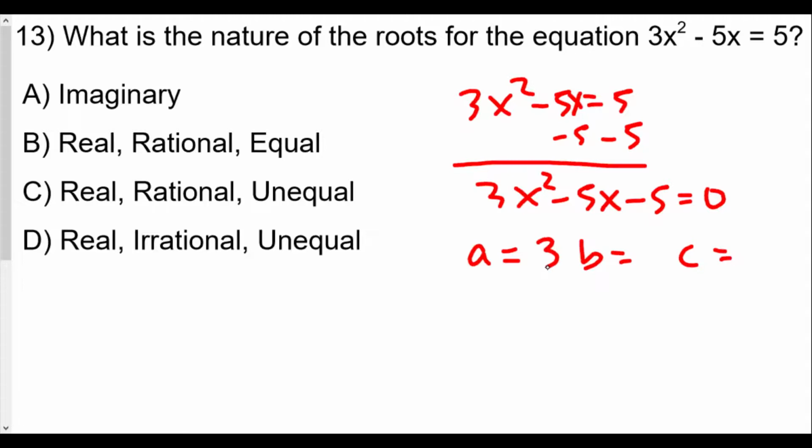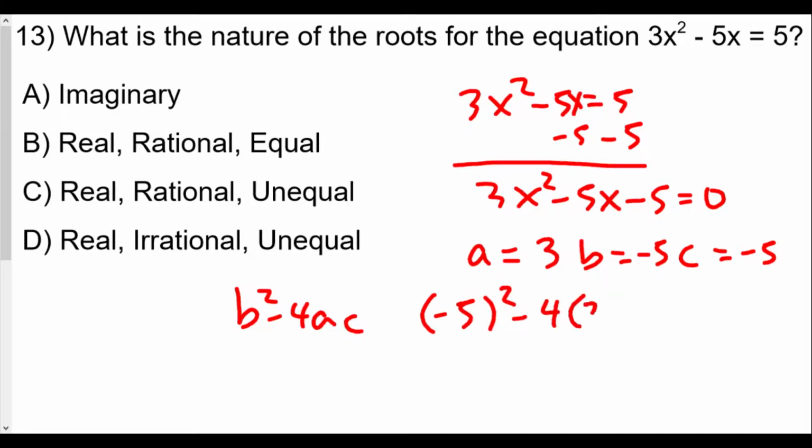So here's 3, -5, and -5. You have to definitely set this equal to 0 first before you find a, b, and c. Please remember, our discriminant is b squared minus 4ac. And here we're trying to figure out the value because based upon the value, we'll know the nature of the roots. So we are going to plug in here for b is -5 squared minus 4 times 3 times -5.